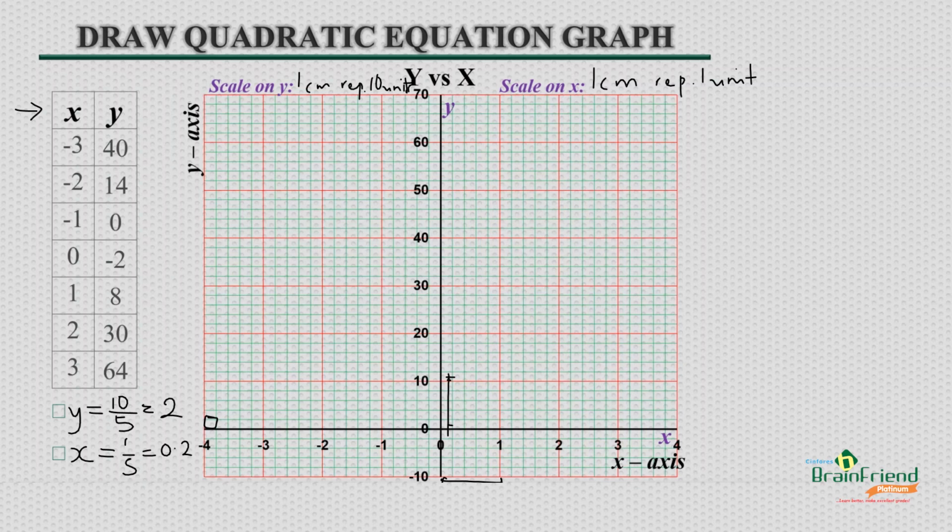Let's start by tracing the values as shown in our table of values. Let's trace the first values here. When x is minus 3, y is equal to 40, and we trace upward to where it intersects 40. Now let's trace from 40 and let it intersect this line that we traced now.